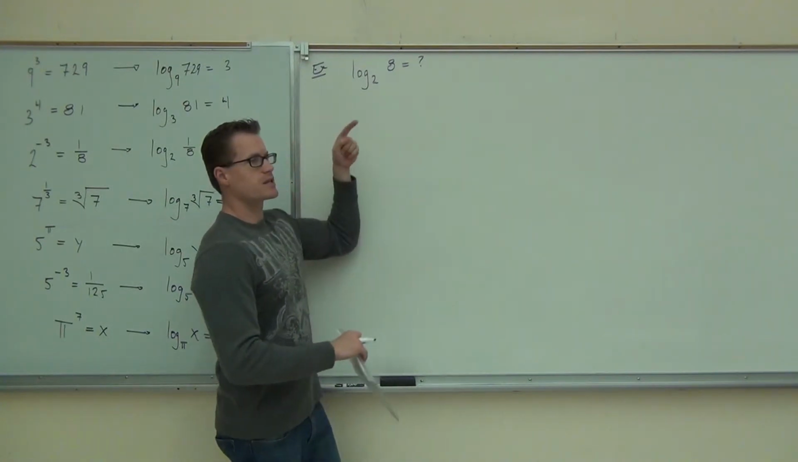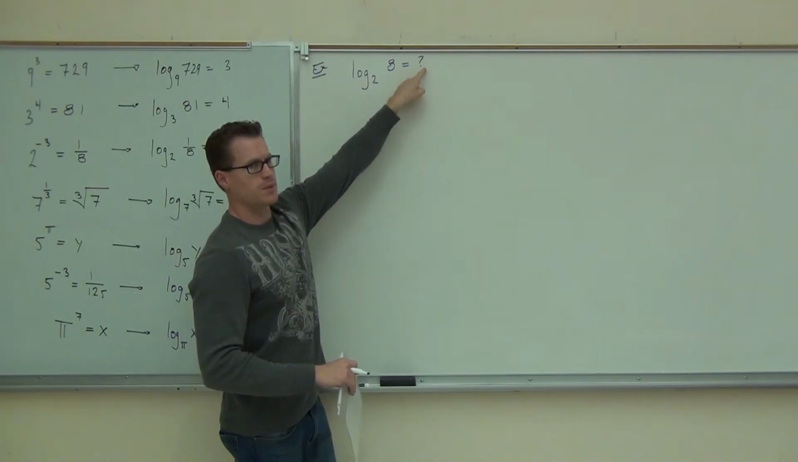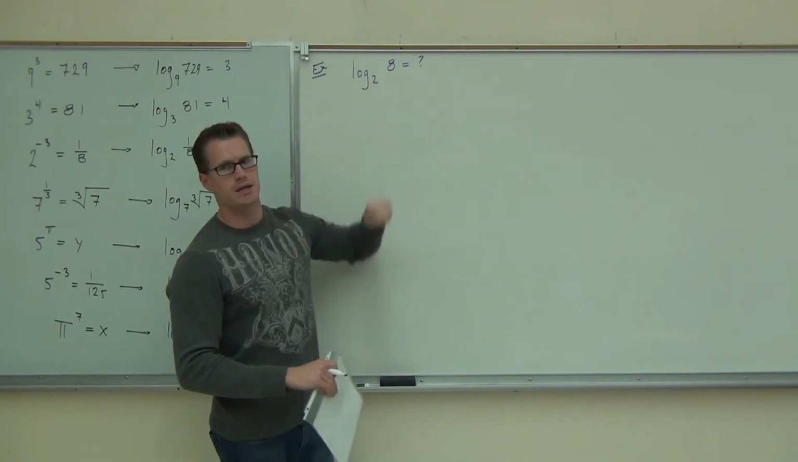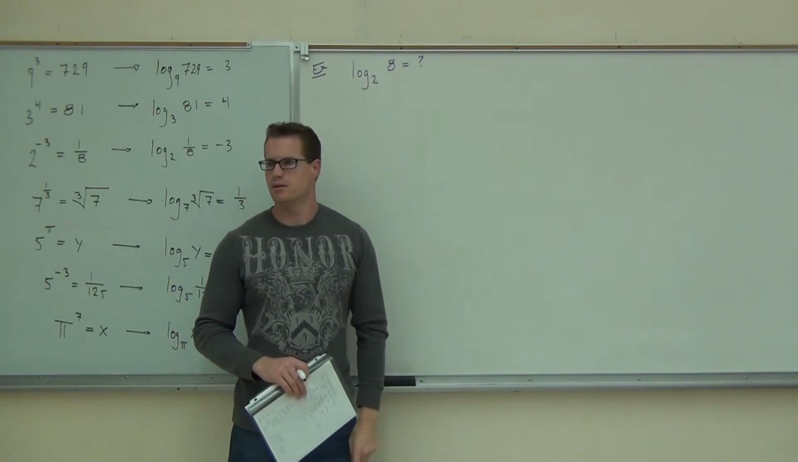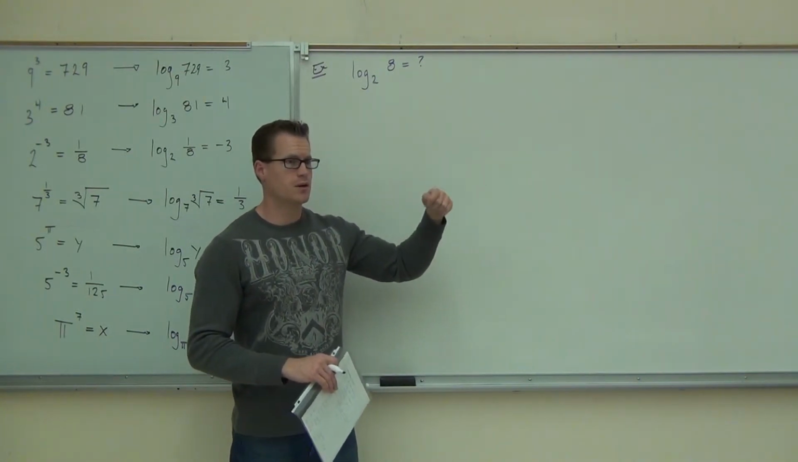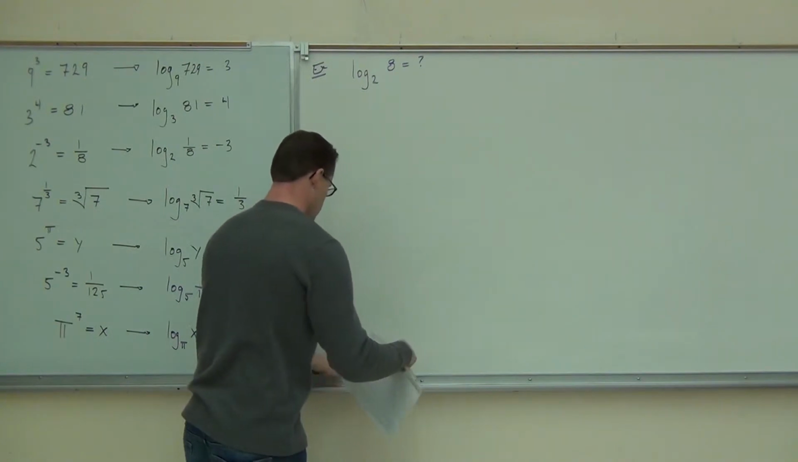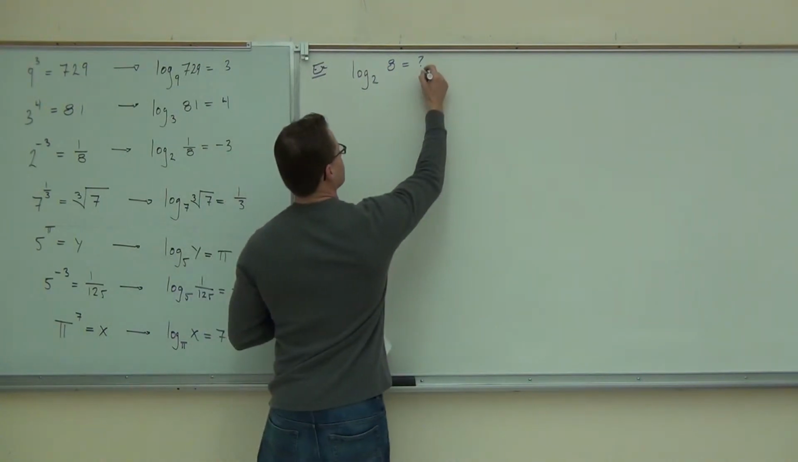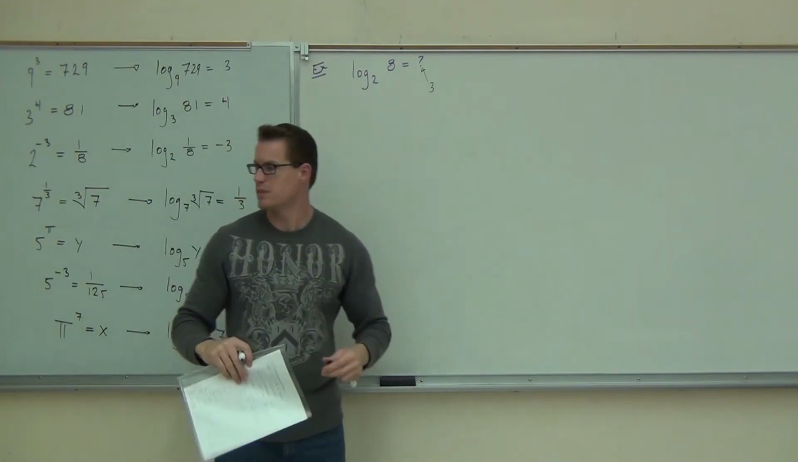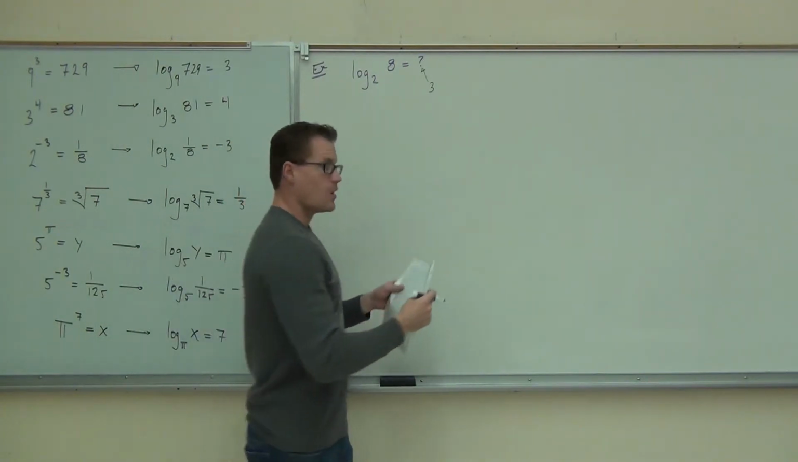What this says is, what power do you got to raise 2 to in order to get 8? What power is that? 3. 2 to the 3rd equals 8, right? So you know for sure that this right here has got to be a 3. Has to be. Otherwise this thing's not going to work. How about this one?